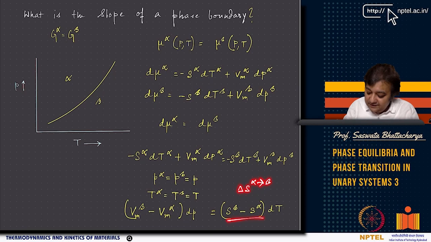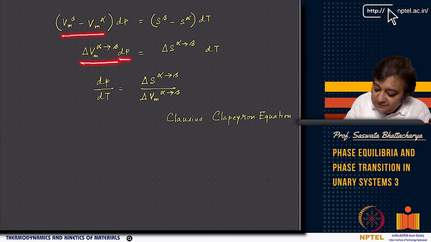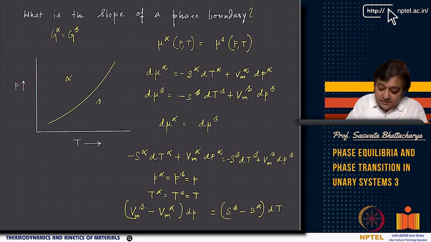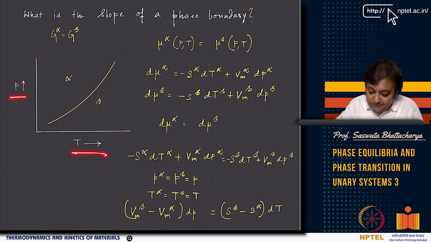This is delta V alpha to beta, right? So that's what I'm writing. So Vm beta minus Vm alpha is delta Vm alpha to beta dP equal to delta S alpha to beta, the entropy of transformation, dT. So now you can see, you have the pressure and temperature as the axes, right? Pressure, temperature axis. So del P del T, right?